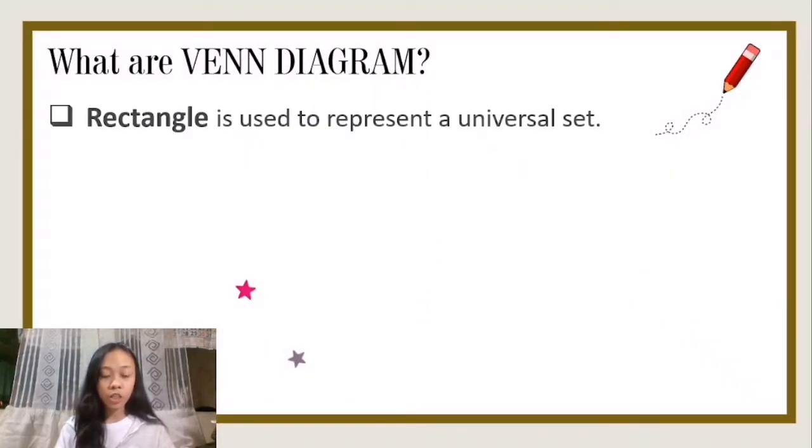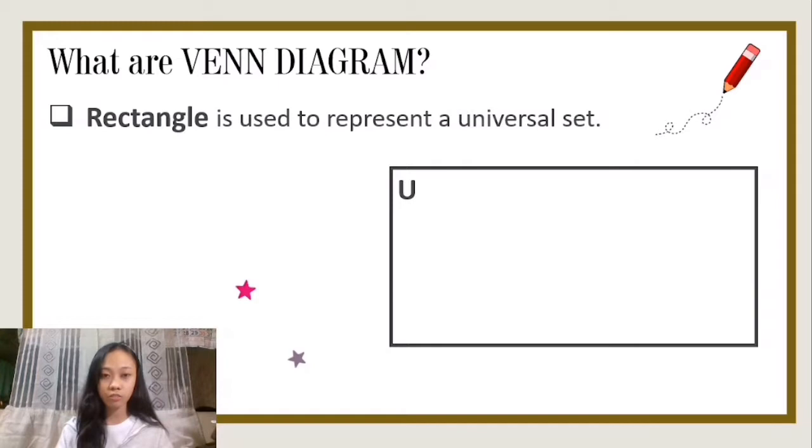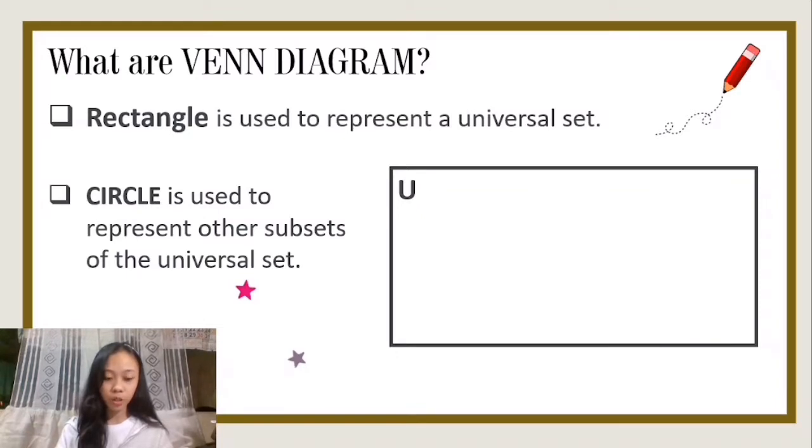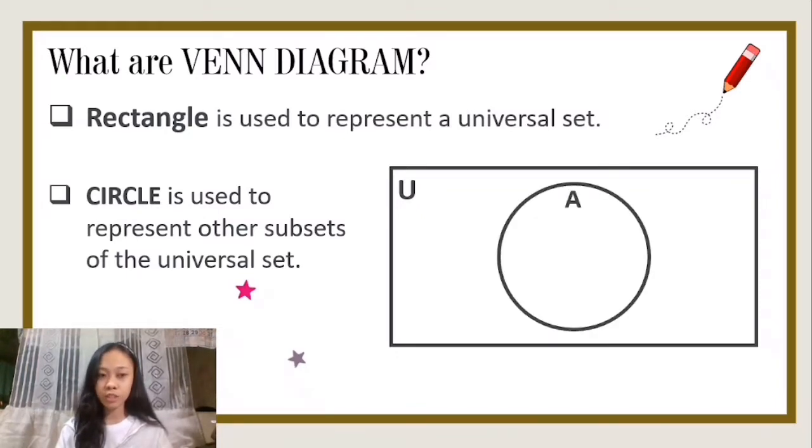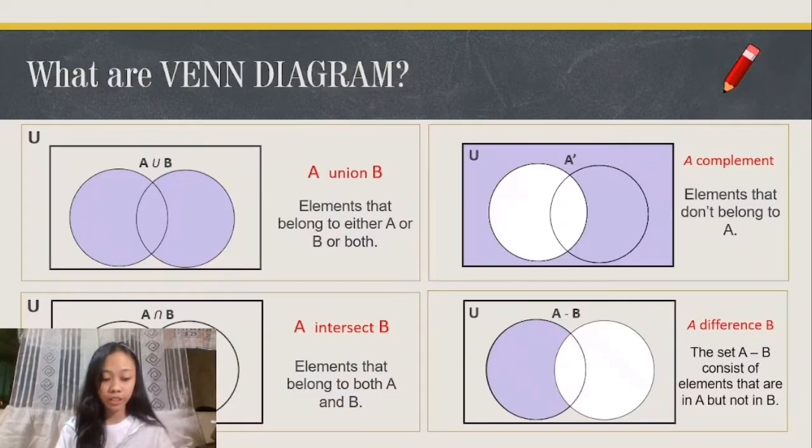So in a Venn diagram, the universal set is represented by a rectangle. So yan po ang ating universal set. And all the other sets under consideration are represented by circles within the rectangle. So a circle is used to represent other subsets of the universal set. In set theory, diba, we have different operations. So these are union, intersection, complement, and difference. All these operations are represented using a unique operator. So ayan. I will discuss to you later on kung paano ba ito gawin.